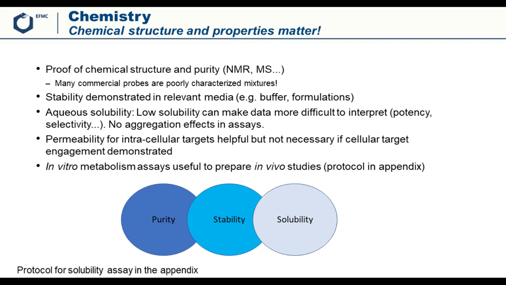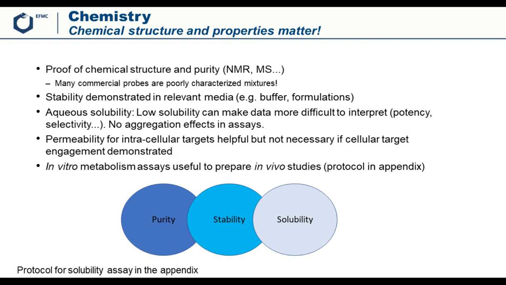Now, obviously, proof of chemical structure and purity is critical. And you can do this using simple techniques like NMR or MS. This may sound trivial to you chemists, but many commercial probes actually are poorly characterized mixtures. So it's important we ensure this is done properly. We should look at stability in relevant media, for example, assay buffers or formulations for in vivo use. This is in particular true if you think that your structure can be unstable.